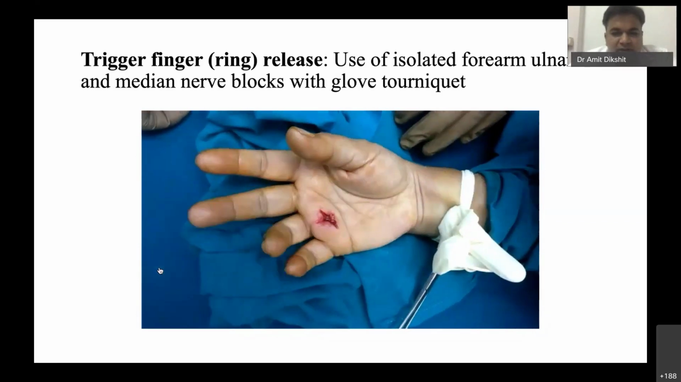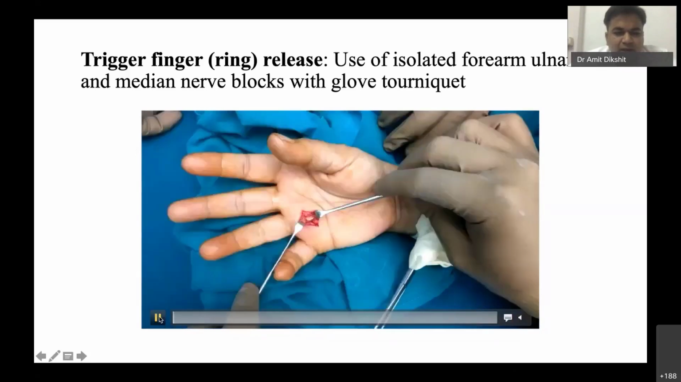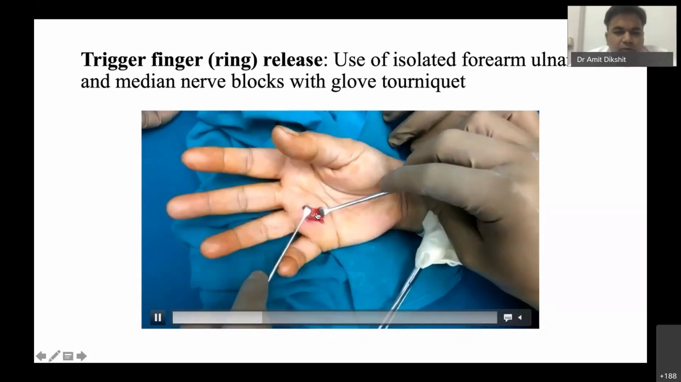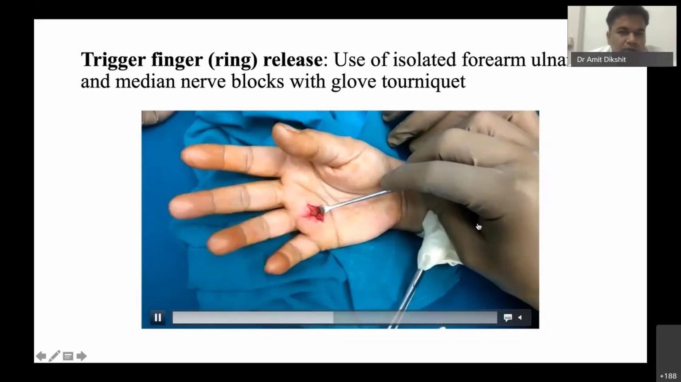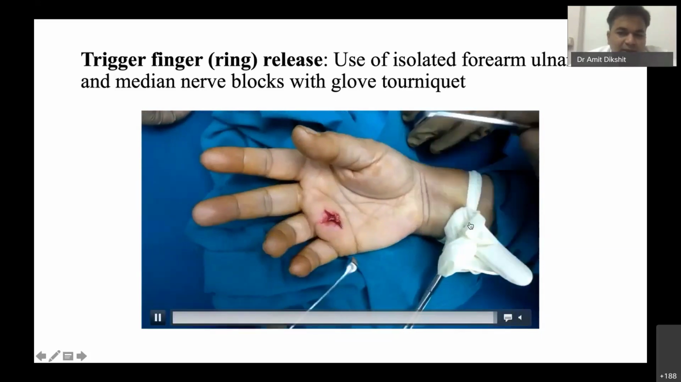Now, this is an isolated nerve block used for surgical anesthesia, and there is no motor loss because we have blocked both the ulnar and the median nerve at forearm level. And a tourniquet can be applied for 10 minutes. The surgeon took almost 10 minutes, and the patient could tolerate it well. Again, it is supplemented with multimodal analgesia.